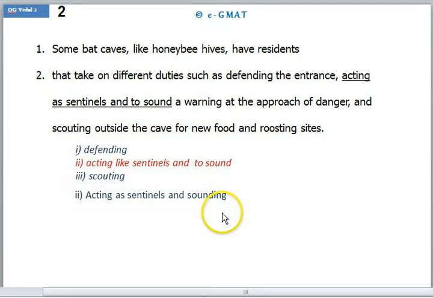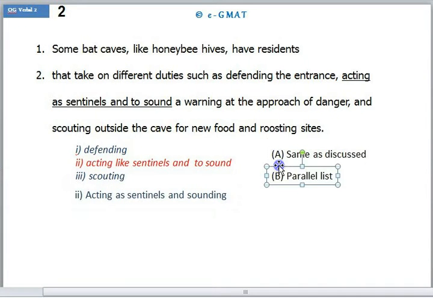Okay, so now let us review the answer choices to see which is the correct answer. Now choice A is certainly not the correct answer because, as we discussed, it has the parallelism issues. In choice B, to sound is sounding now. So as we see that all the elements in the lists are parallel, so B seems to be the correct answer, but we will also review the other answer choices first.